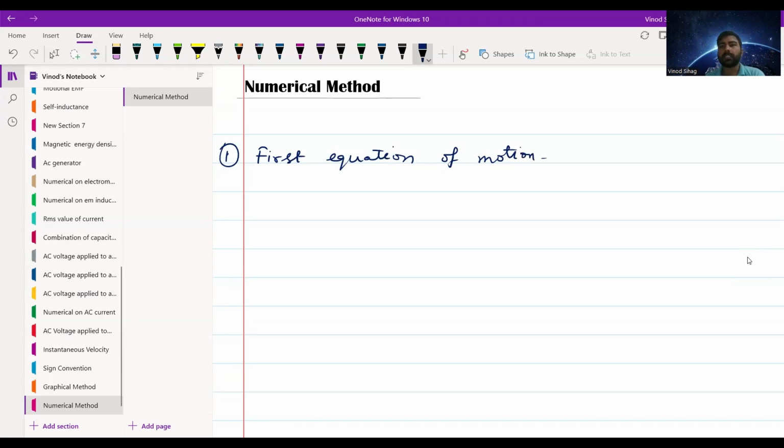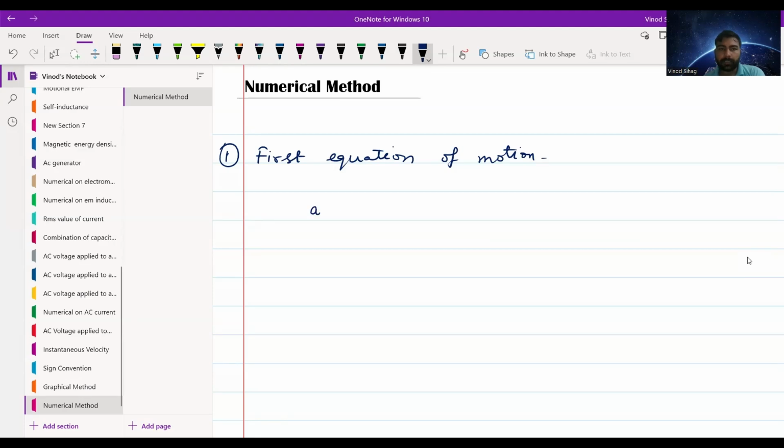So actually, what is the first equation of motion? It tells us about the initial velocity and the final velocity of any object which is moving with constant acceleration with respect to time. Fine. And we can derive it by using the calculus method and by using the graphical method as well. But here we are going to study that by numerical method or the calculus method.